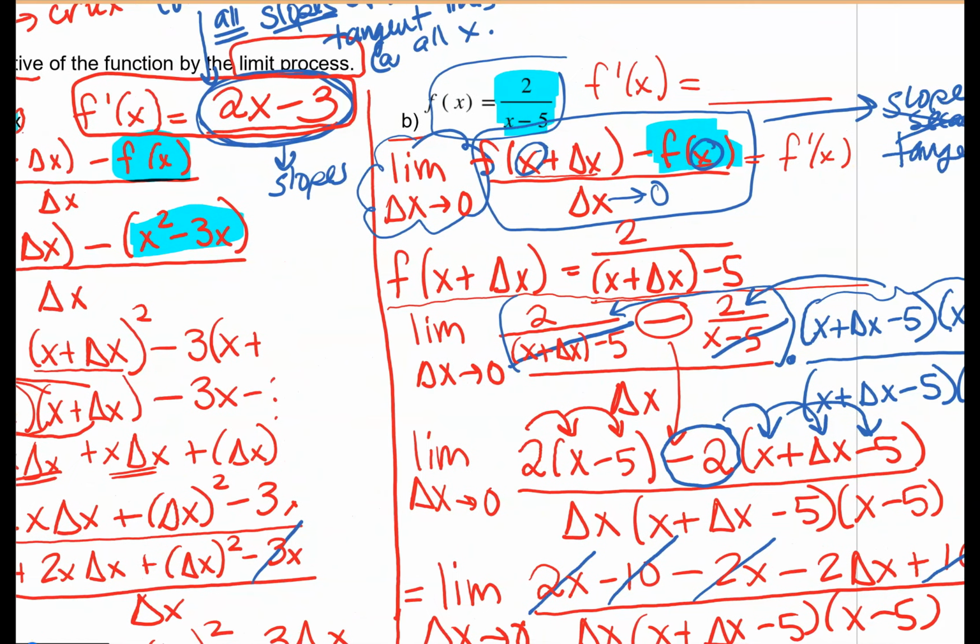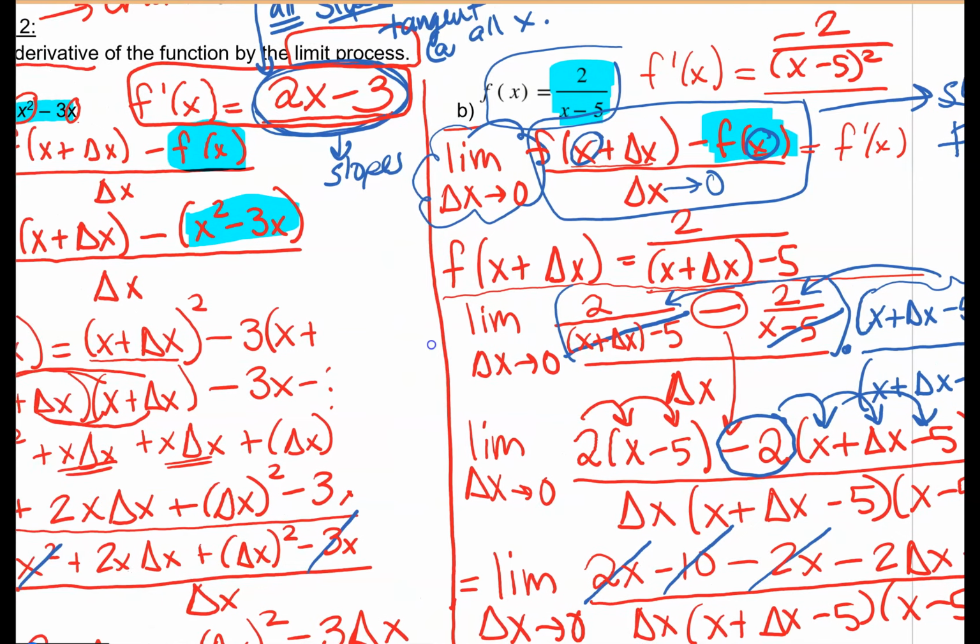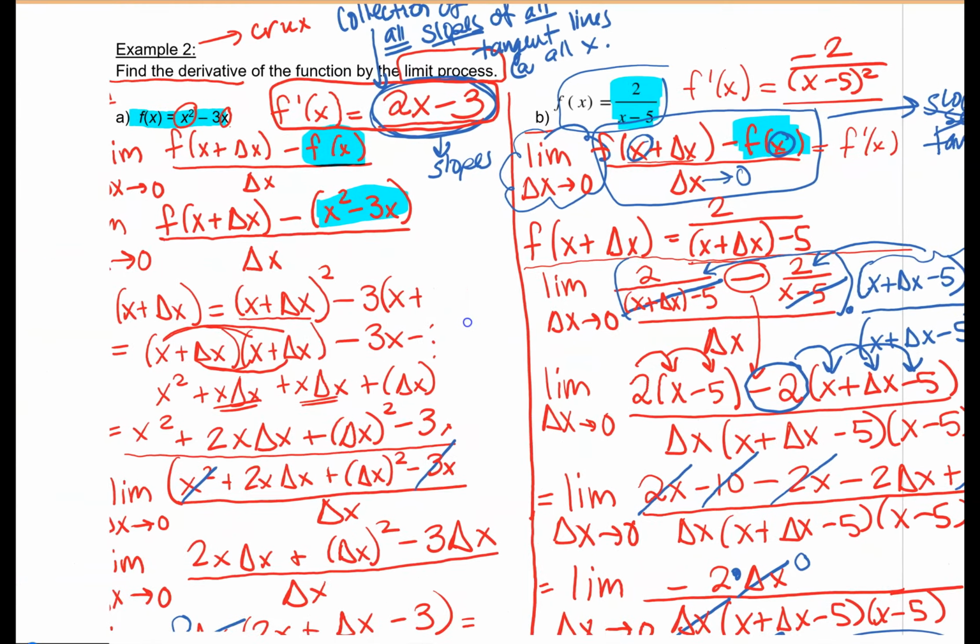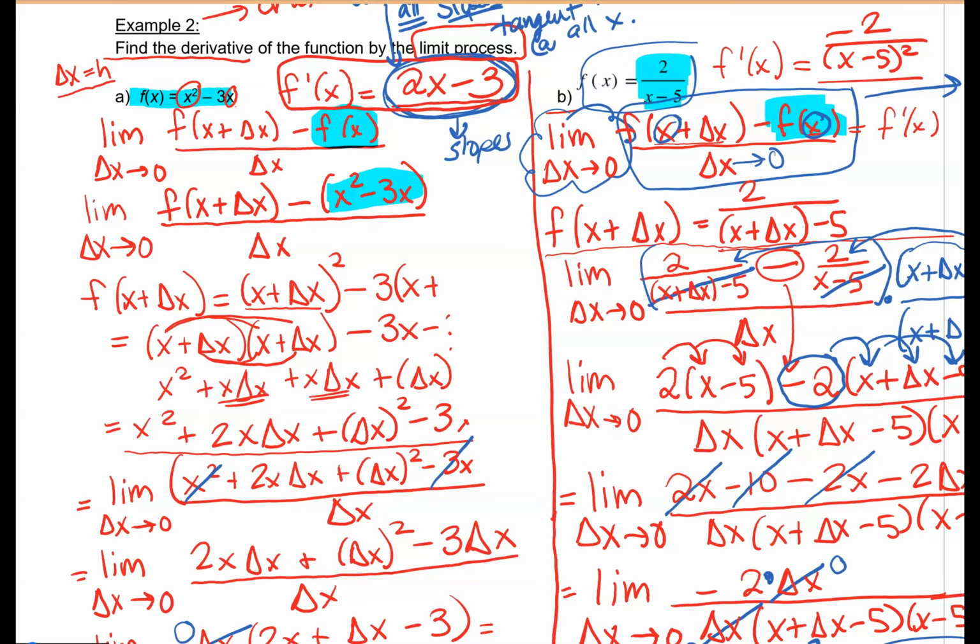And we know it by finding this derivative as a function, which was negative 2 over x minus 5 squared. That is real power. I don't know if you guys realize, but you have unlocked real power by being able to find an instantaneous rate of change for this function at any x.